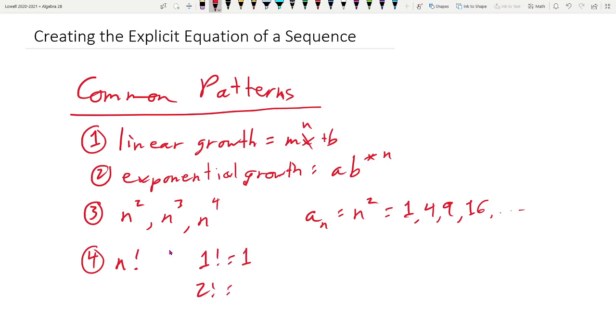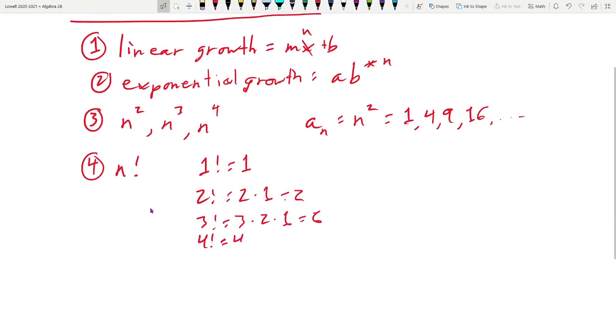2 factorial is equal to 2 times 1, so it's 2. 3 factorial is 3 times 2 times 1, so that's equal to 6. 4 factorial, this will be the last one we do, is 4 times 3 times 2 times 1, and that's 24.